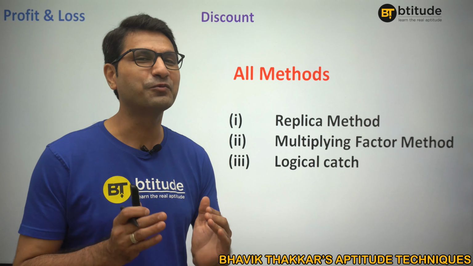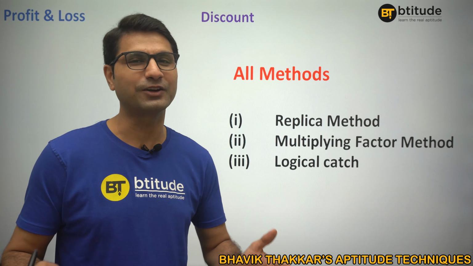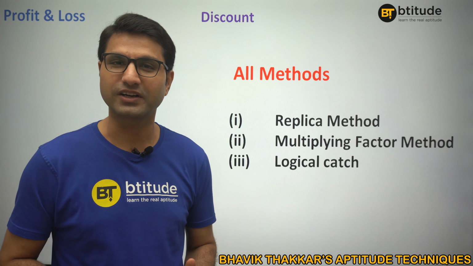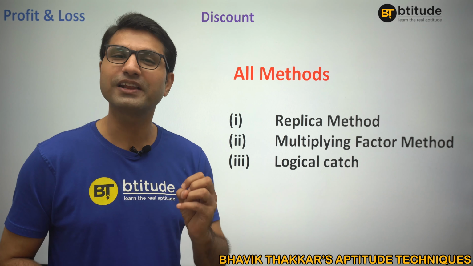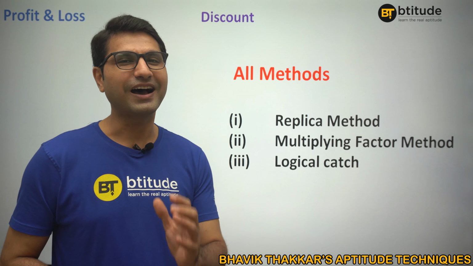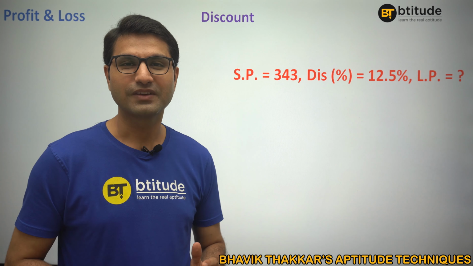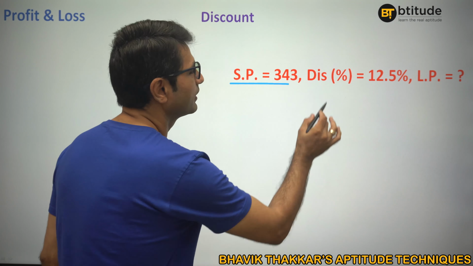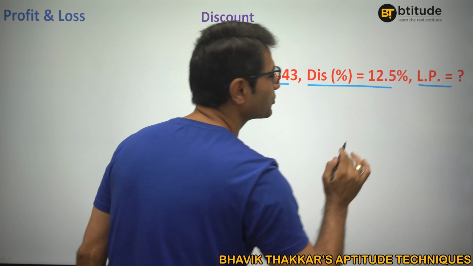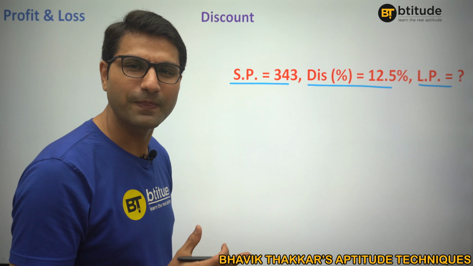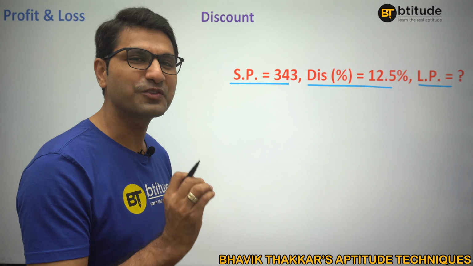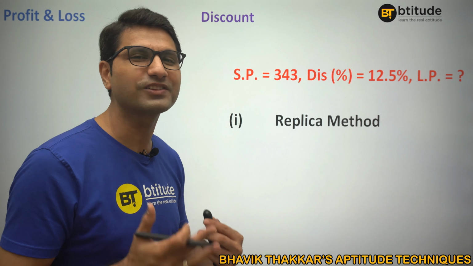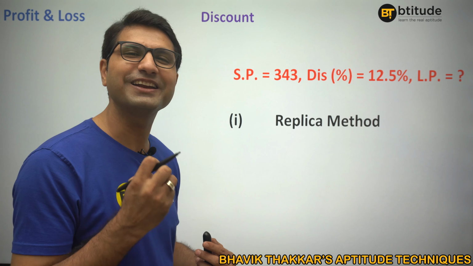And logical catch, there would be a logical understanding in any topic. You have to understand it, and many a times it will prove to be a great shortcut. So let us understand in this particular topic, discount, how these three methods work. Let us take a very simple example. Selling price is given, discount percentage is given, and we are supposed to find out label price. Pretty easy. Let us first start solving it with the replica method, so that one by one we understand all three different methods.